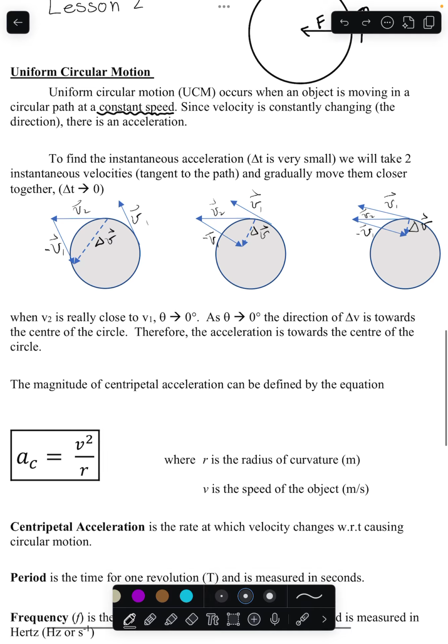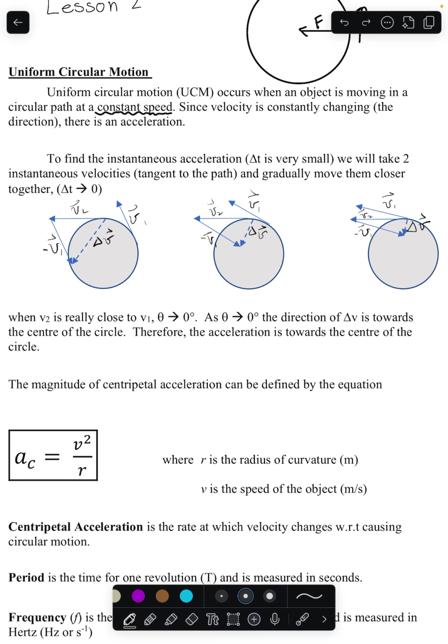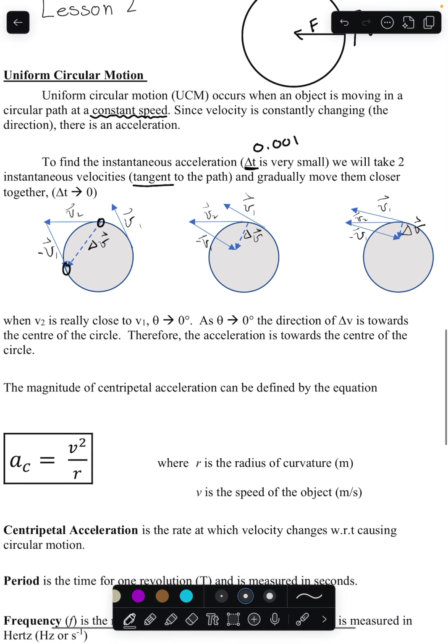So to find this instantaneous acceleration, the delta t is going to be very small. So our time here is going to be very small, like a 0.001 difference. We will take two instantaneous velocities, so two velocities that are almost the same, and a tangent path. If you remember in math, a tangent line touches the path at one point, and a secant line, just for recall, passes through two different points. So this is our first point, this is our second point.